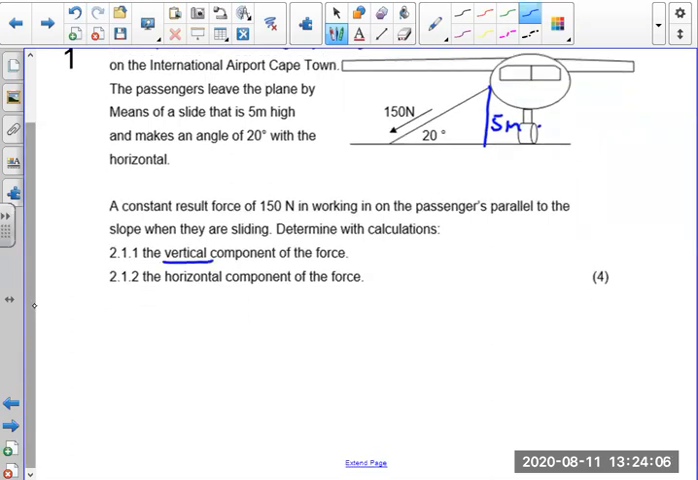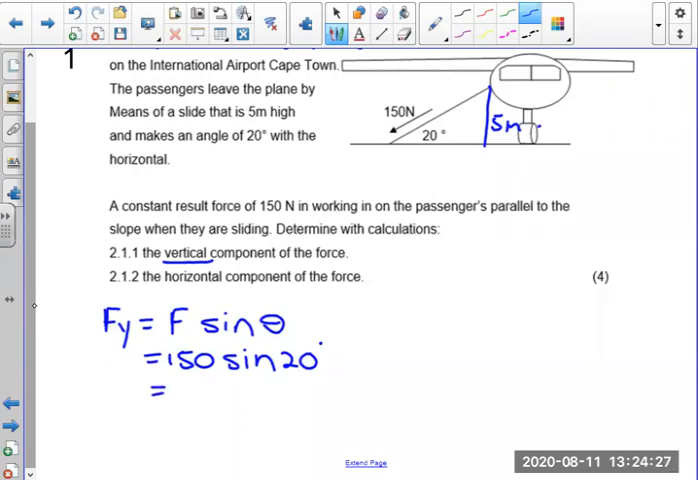Now, vertical component, so that's type A. Vertical component is Fy, which is F sine theta. Okay, the force is 150, sine, the angle is 20. So we get 150 sine 20, and then we get an answer of 51,30 newtons. 51,30 newtons. And because it's the y-axis, in this case, the y-axis is going to be downwards. Okay, so remember, if we have the bow tie, it will be in that quadrant.